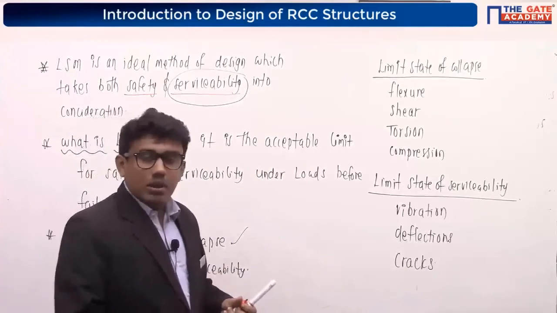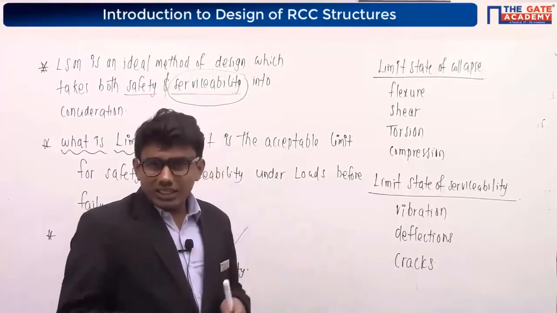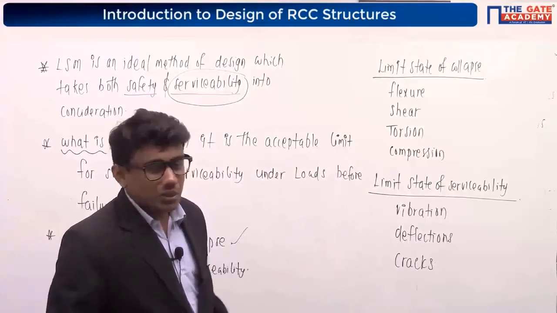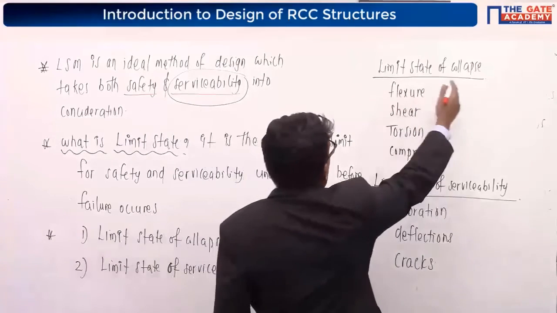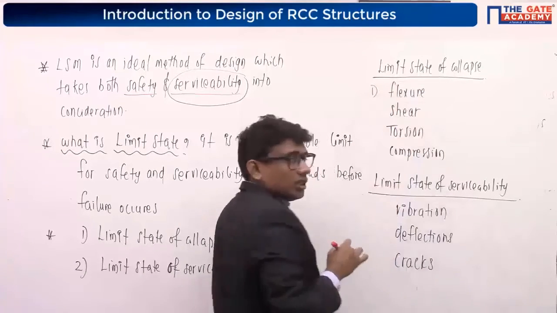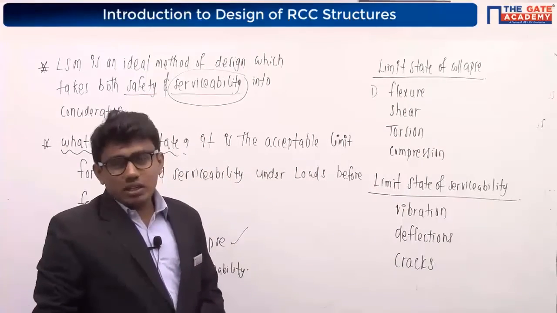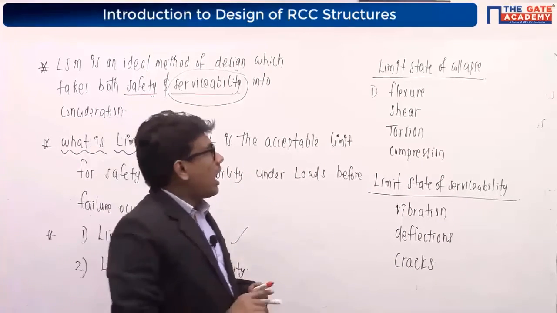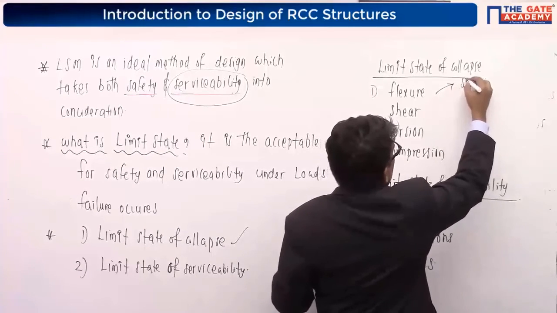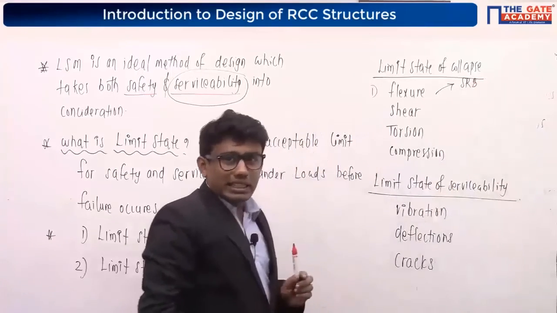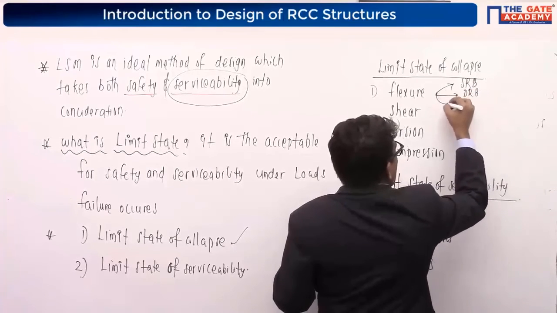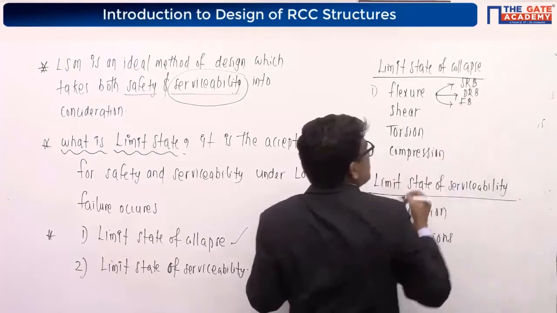So some of you were asking me about the overall view of the syllabus. If you understand this, this is actually the overall idea of the syllabus. We will start with limit state method of collapse. The chapter number 1 will be flexure. Under this, we will be discussing singly reinforced beams, which I am going to denote as SRB. We will also learn how to design doubly reinforced beams, and flanged beams.